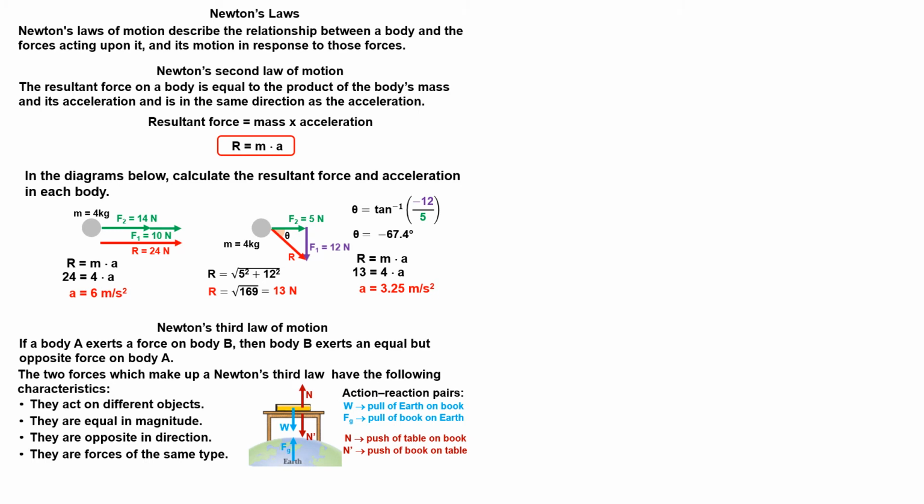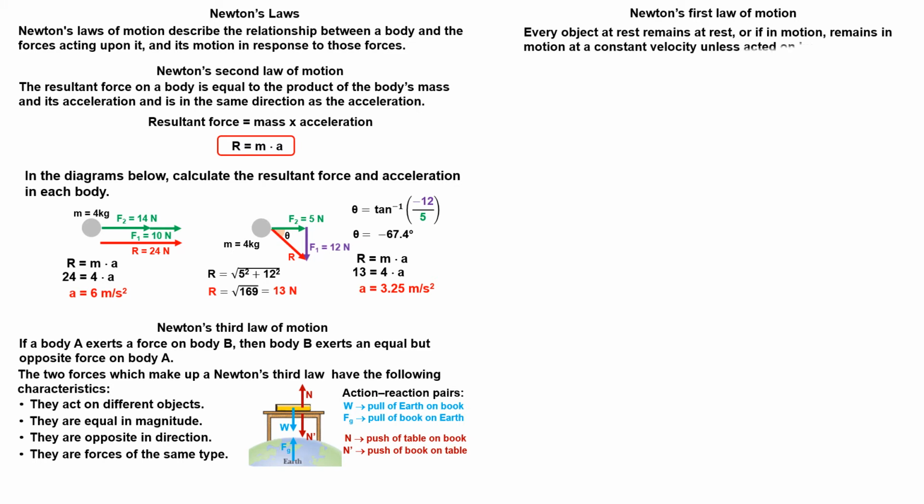Now we can summarize these findings as Newton's first law of motion. Newton's first law can be stated as follows. Every object at rest remains at rest, or if in motion, remains in motion at a constant velocity, unless acted on by a resultant external force.